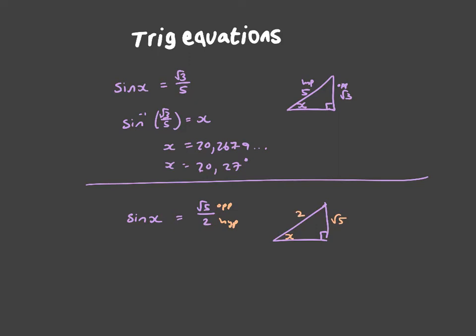Okay, we've got a bit of an issue here. You might not notice it immediately. What is wrong with that triangle? Is that a possible triangle? No, it's not. Because what is the square root of 5? The square root of 5 is equal to 2.23 and so on.